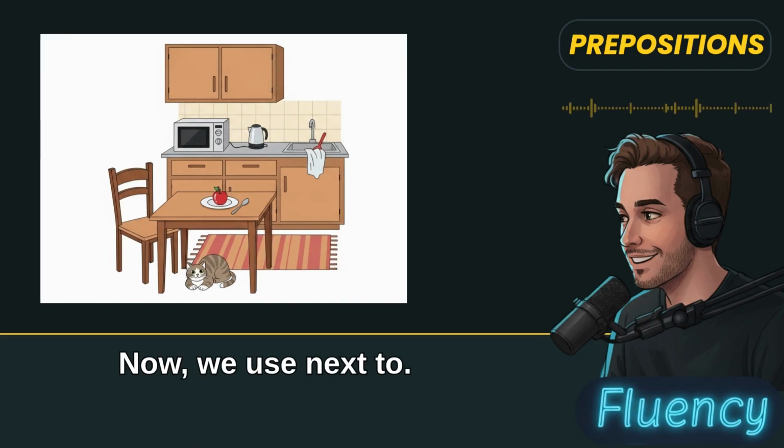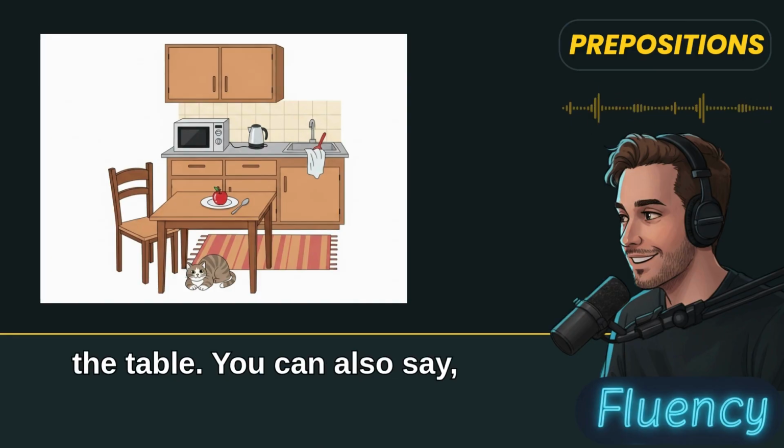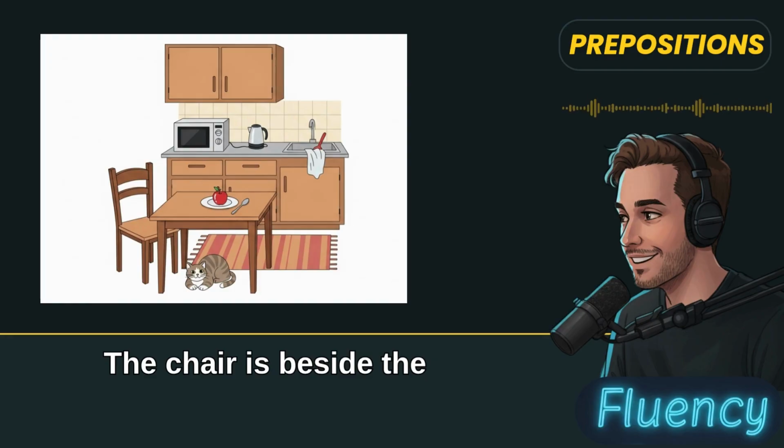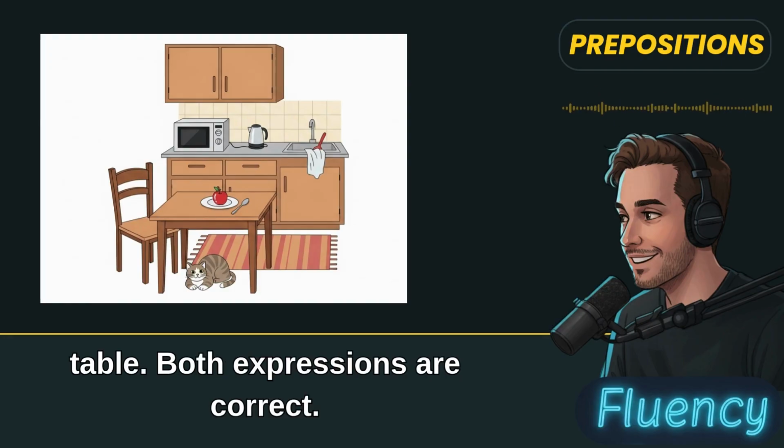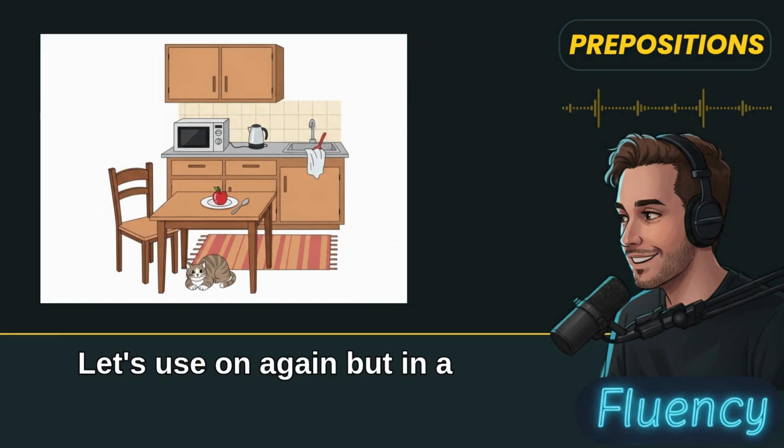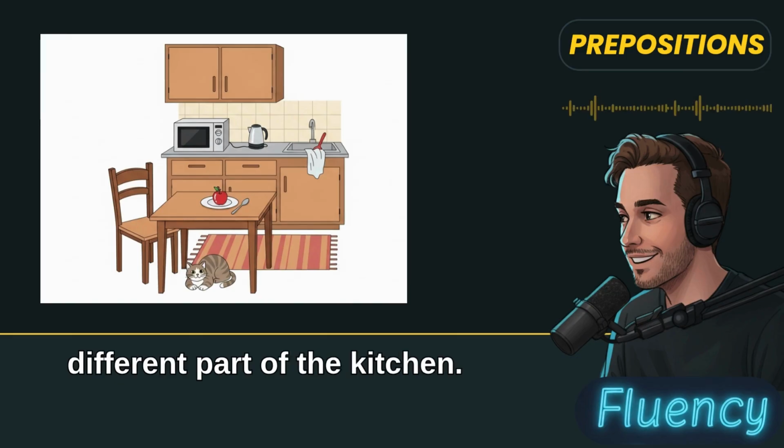Now we use next to. The chair is next to the table. Repeat. The chair is next to the table. You can also say, the chair is beside the table. Both expressions are correct. Let's use on again, but in a different part of the kitchen.